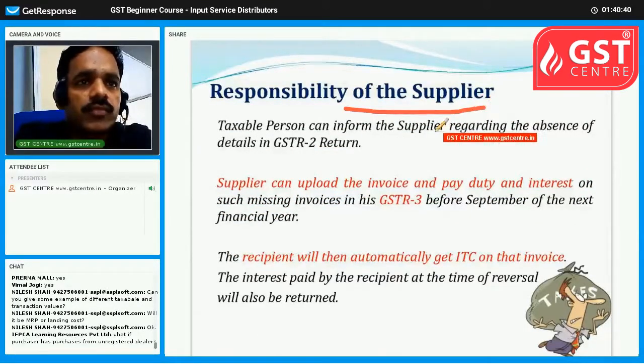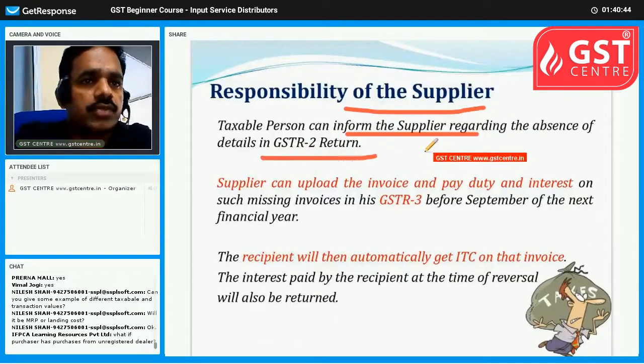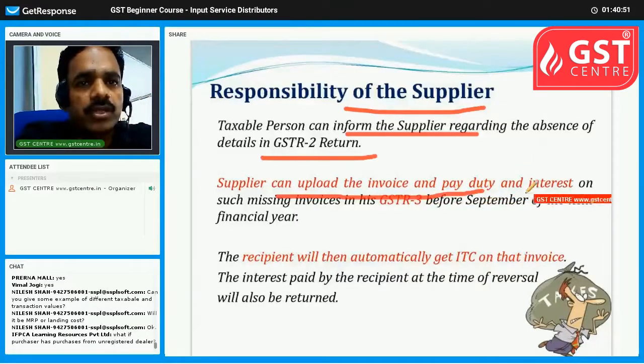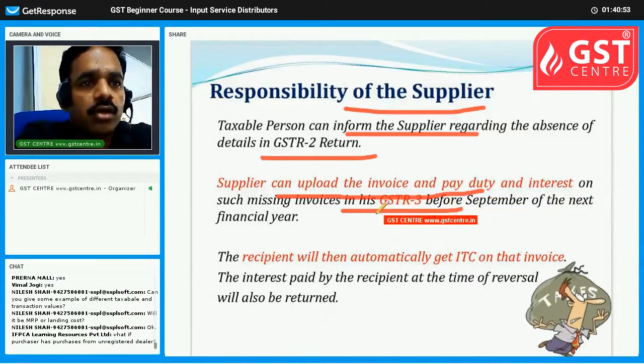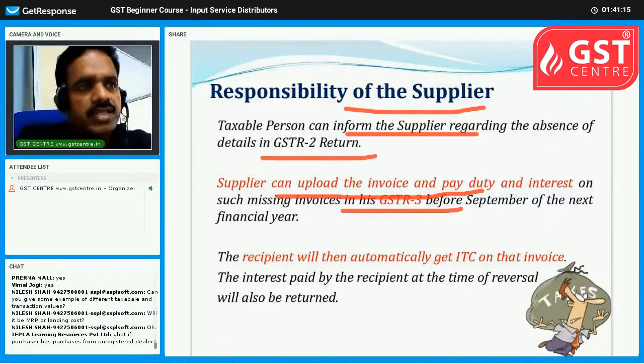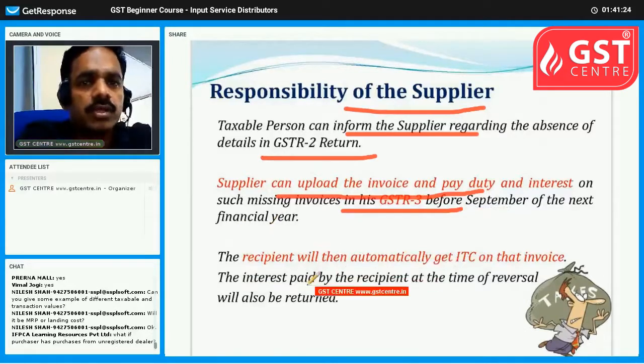Then responsibility of the supplier. The taxable person can inform the supplier regarding the absence of details in the GSTR2 return. Suppose the 10th invoice is missing, the purchaser will inform. Then the supplier can upload the invoice and pay duty and interest on such missing invoices in his GSTR3 before September of the next financial year. Now a clear mechanism is there, GSTR1, 2A, 1A like that. I will explain that in the next webinar.